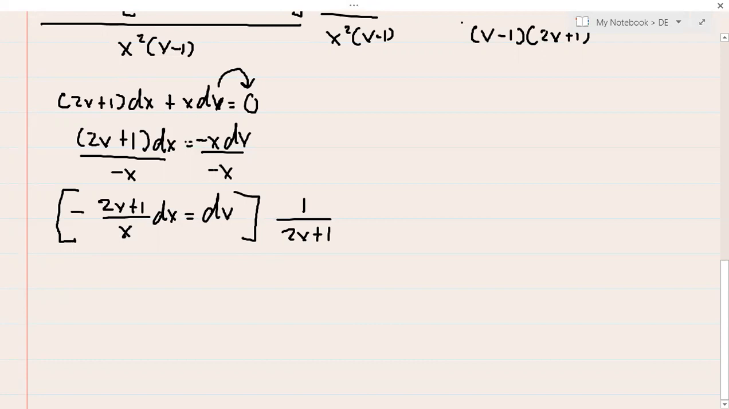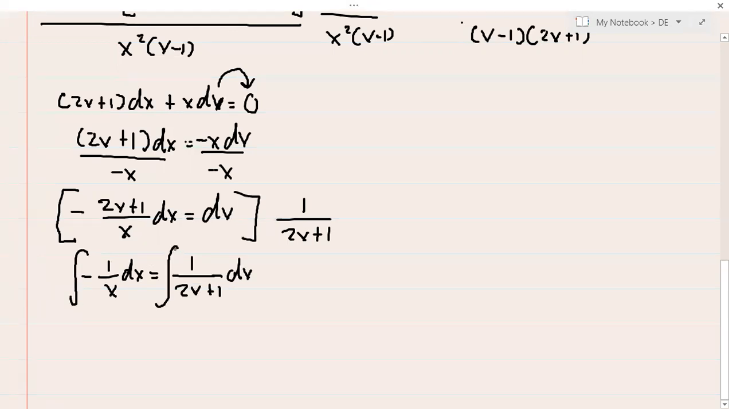You can include negative 1 if you like, but for me, 2v plus 1 na lang. So if I'm going to multiply both sides by 1 all over 2v plus 1, I will have negative 1 all over x times dx is equal to 1 all over 2v plus 1. Ayan. Now, let's integrate both sides.